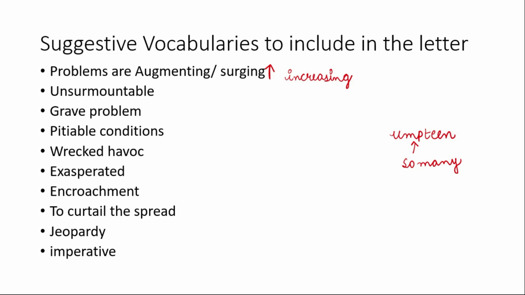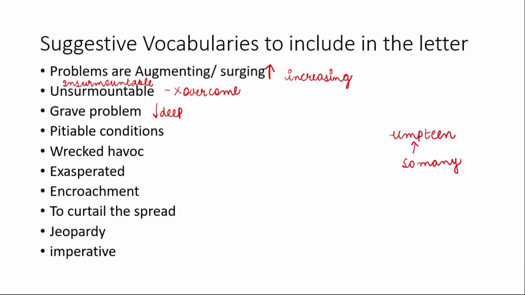Okay. Next is unsurmountable, or you can write it as insurmountable. They are synonyms. Insurmountable means you cannot overcome them. Not able to overcome. So the problems are insurmountable. Too many that you cannot overcome. It's a grave problem. I told you grave, which we dig, it means very deep. So it's a grave problem.